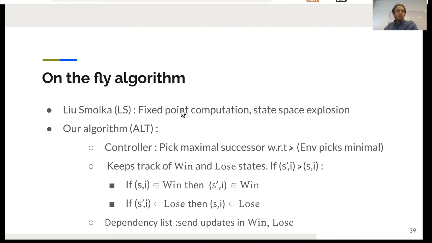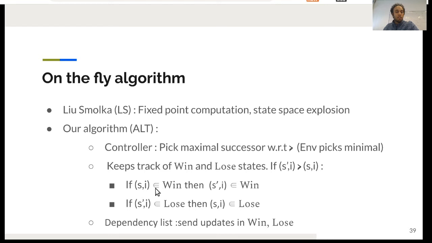We implemented a fixed point computation algorithm proposed by Liu and Smolka, based on dependency graphs, to solve the problem of reachability. It sometimes is not so efficient because of the state space explosion. On the other hand, we also implemented our own algorithm, which has the following properties. At any given point of time from a configuration, we pick a maximal successor in the case of controller configurations. If it is the environment's turn, we pick the minimal configurations. And it also keeps track of winning and losing states.